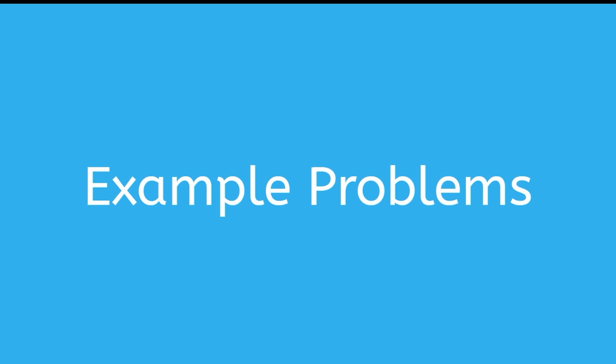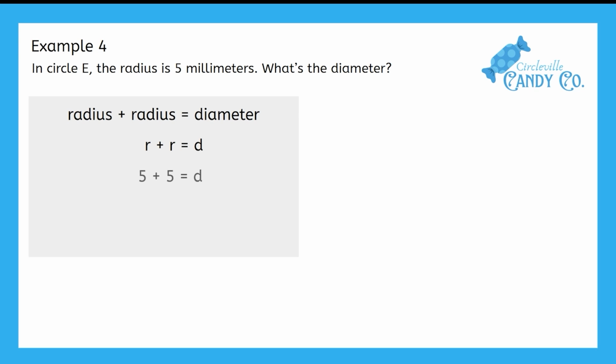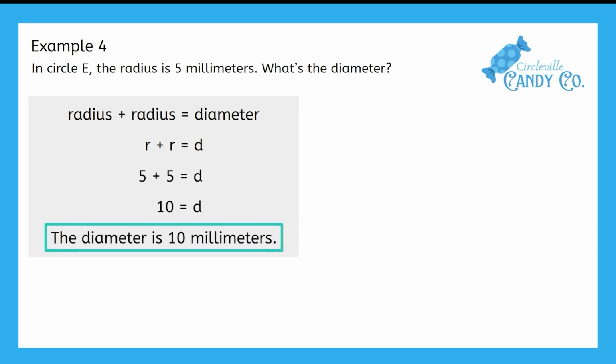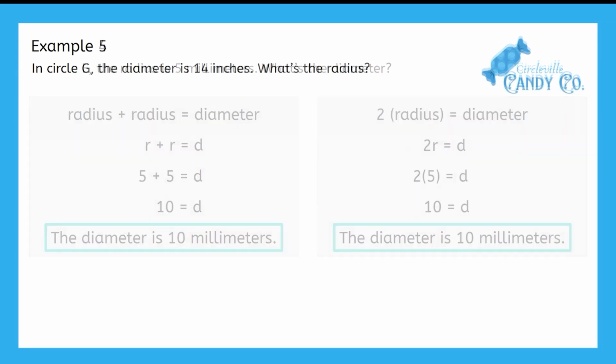Let's break down another example. In Circle E, the radius is 5 millimeters. What's the diameter? See if you could figure it out on your own first. There are 2 ways you can solve this. First, add the radius to itself. 5 plus 5 equals 10, so the diameter is 10 millimeters. Or you can multiply. 2 times the radius equals the diameter, so 2 times 5 equals 10 millimeters. Use whichever method you prefer.